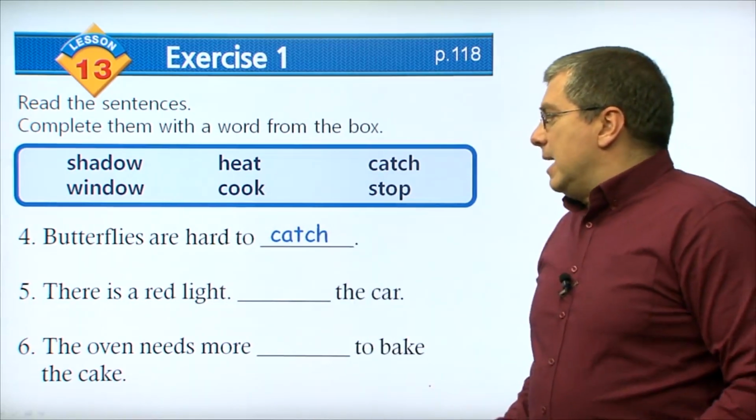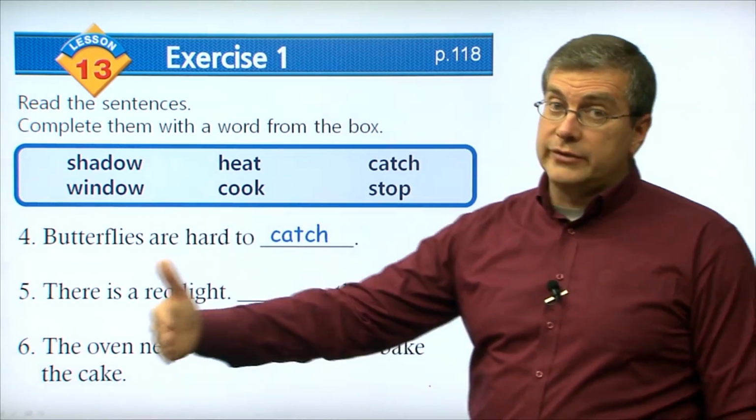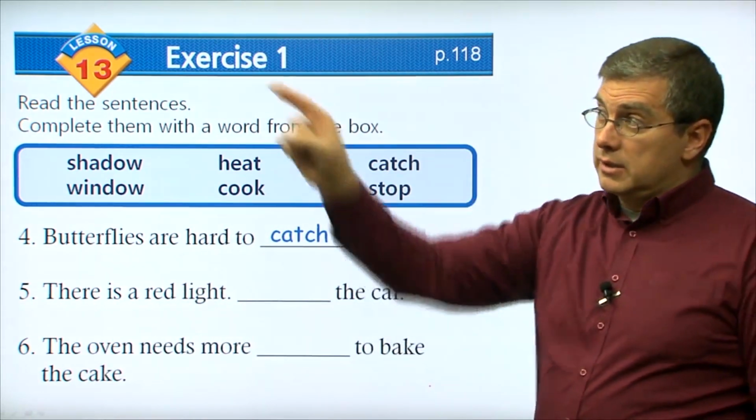Number 5, there is a red light. So if you're walking on the street, you want to cross the street, be careful. There's a red light.